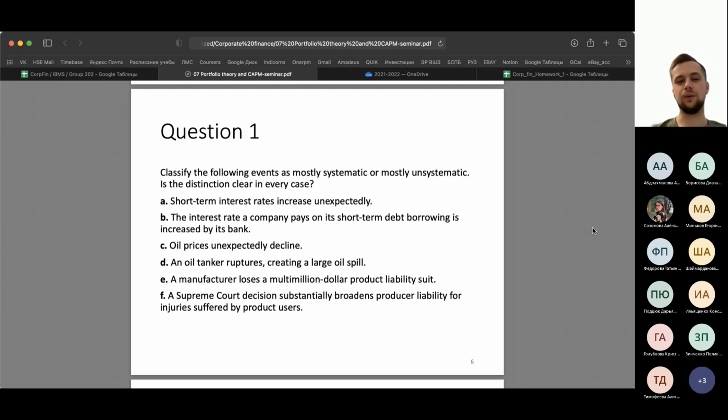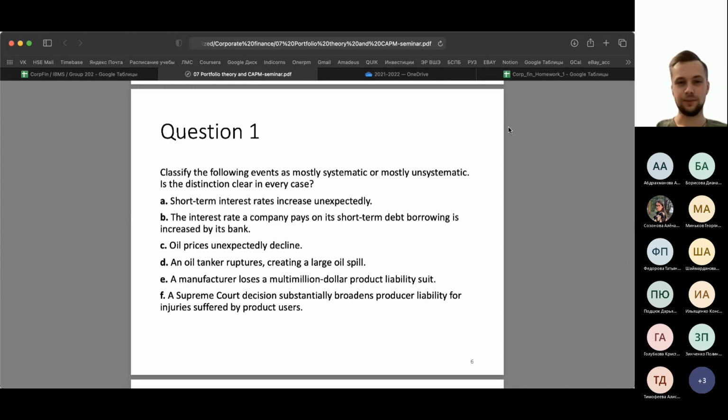I see. There is no S at the end, so I thought that the statement meant the one producer. Supreme Court decision is for all the economy. Yes, so the Supreme Court is a court that makes very important decisions about all the economy. Yes, and it substantially broadens producer liability for injuries. So it means that for any of the producers, the liability will be broadened. Yes, so it's actually systematic.